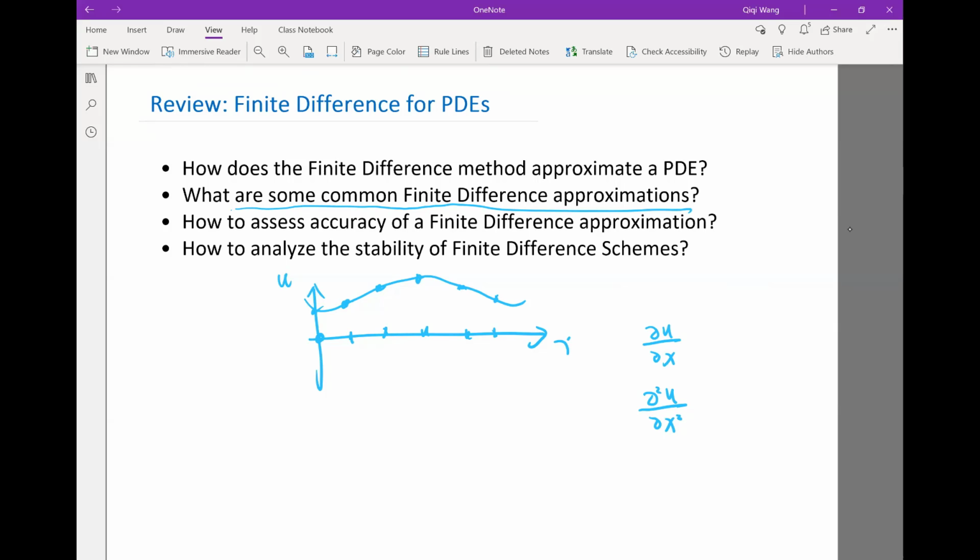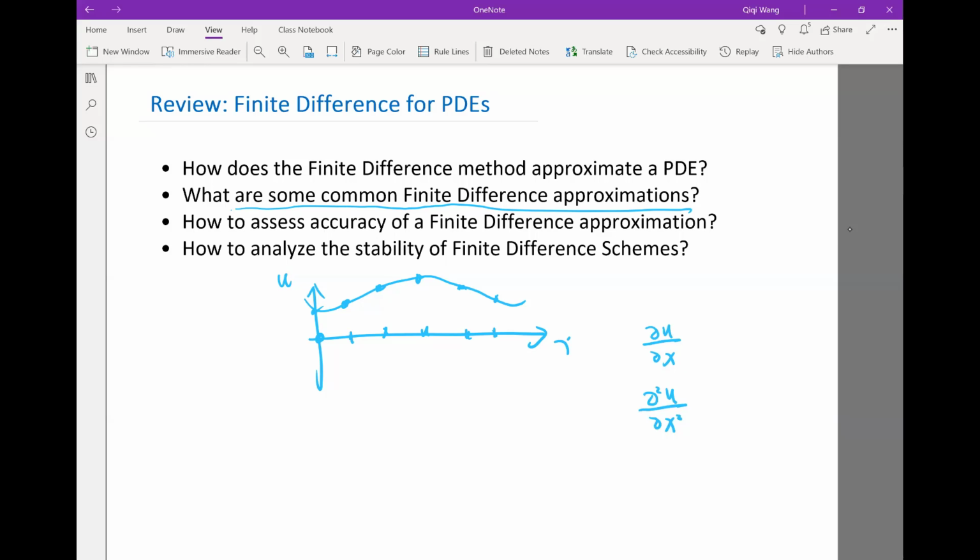So that leads us to the third question: how to assess the accuracy of finite difference approximations. The technique we use really has no difference from the technique we use to assess the accuracy of an ODE integration scheme, right? Taylor series analysis, and you have to know how to figure out the order of accuracy by expanding the Taylor series to however many orders you need, and figure out the leading truncation error.